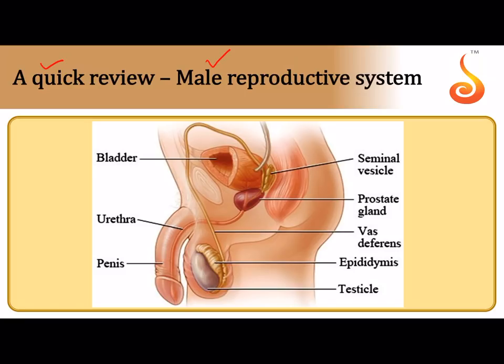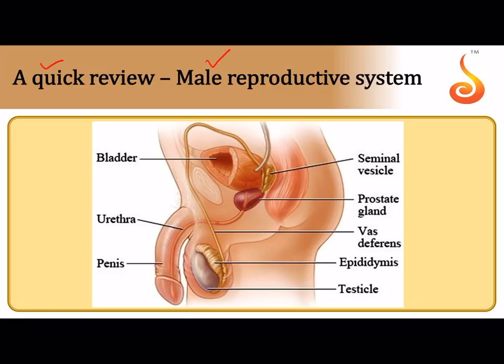Now, I hope you all have taken down notes from the previous classes. You've also done your homework once and you've gotten it evaluated. And I'm assuming that you've gone through your NCERT and your question bank and you can remember certain things as I'm going through a quick review of the male reproductive system.